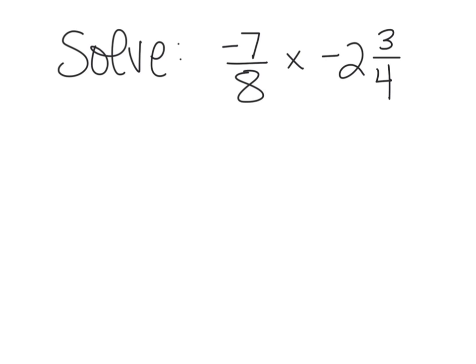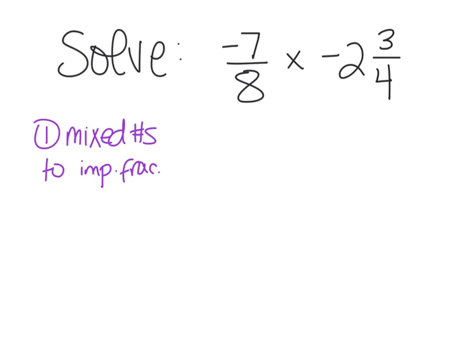So beginning today, we have a multiplication problem. So to multiply fractions, the first thing you need to do is change mixed numbers to improper fractions, okay? So negative 7/8 stays the same, times, we're going to change negative 2 3/4 to an improper fraction. 4 times 2 is 8, plus 3 is 11, over 4, and it's a negative.